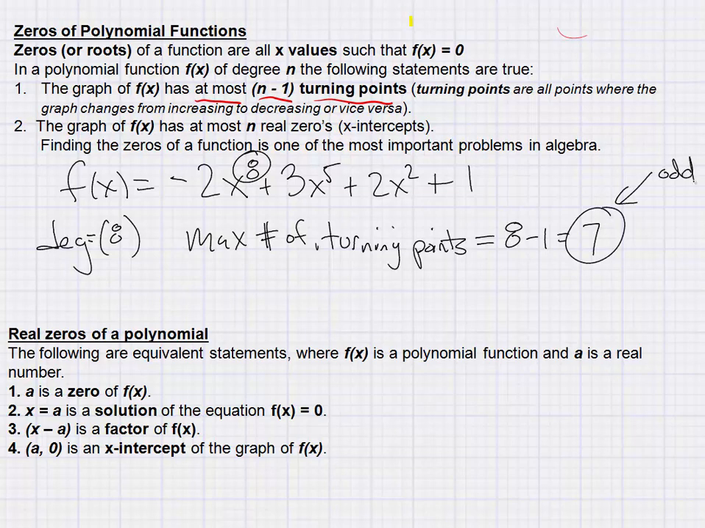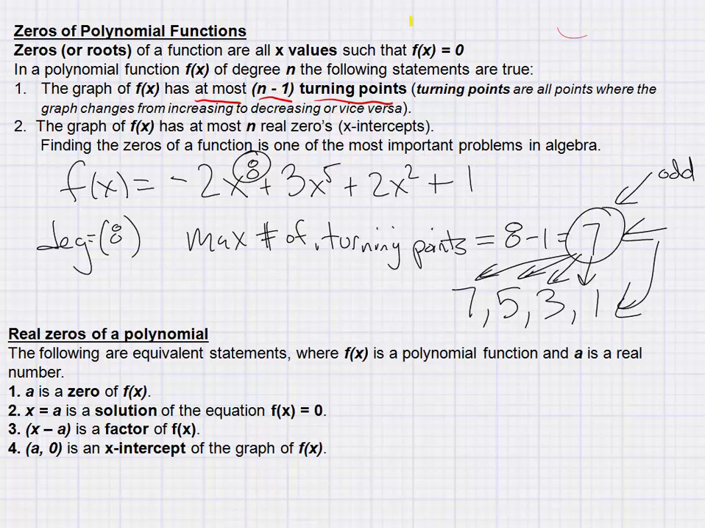Now I could have fewer turning points than 7, but since 7 is odd, the only odd numbers less than 7 will be 5, 3, and 1. So the only number of turning points I could have if I don't have 7 would be 5, 3, or 1. So if it's odd, it stays odd. If it's even, it stays even. But 7 is the maximum number of turning points you can get, and these are the only other options for this function.